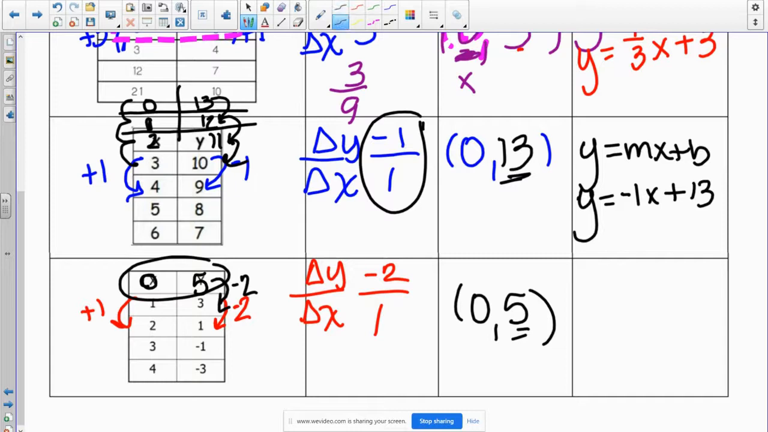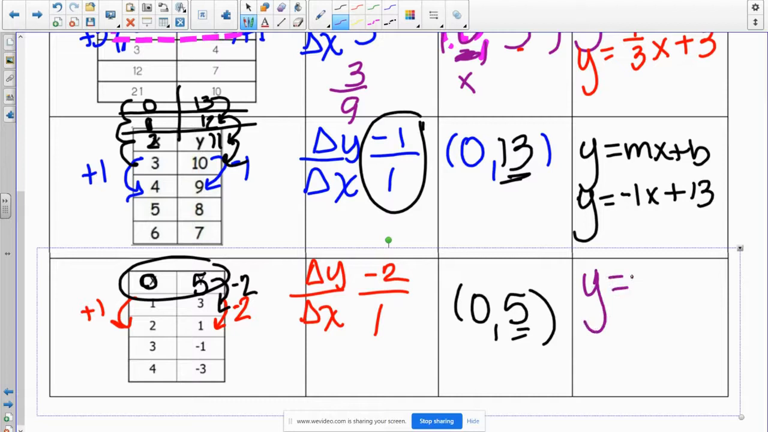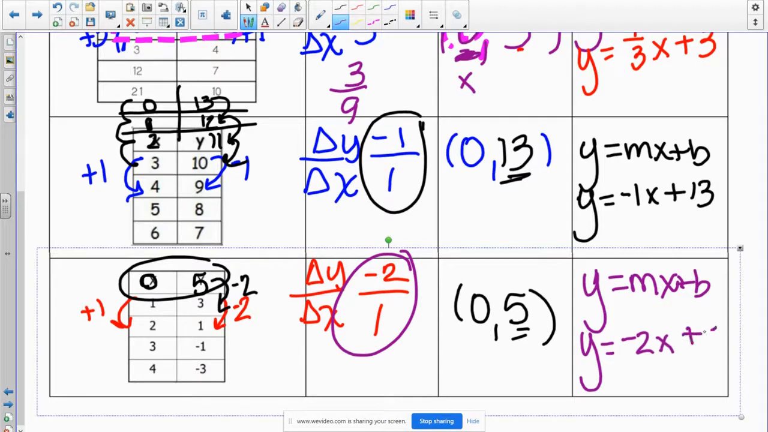Last step is to put it into correct format. So remember, y stays as y. My slope, and you can put it over 1, but -2 divided by 1, of course, is -2. So I'll simplify it. And then x, and then my y-intercept was a +5.